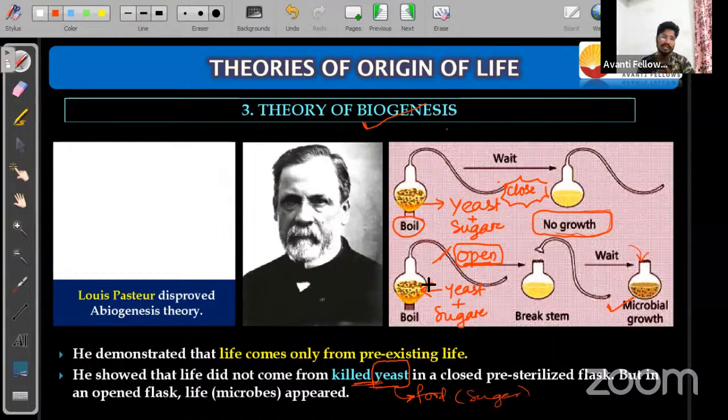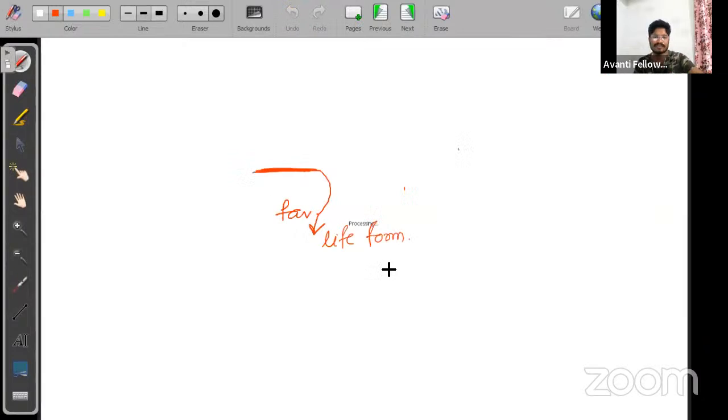When he closed the flask, no life had been seen, but when he kept the flask open, then life was observed. Is that clear to everybody? So that's all. Okay, ये एक experiment हो गया.